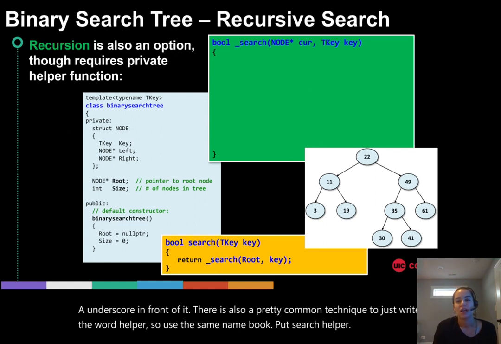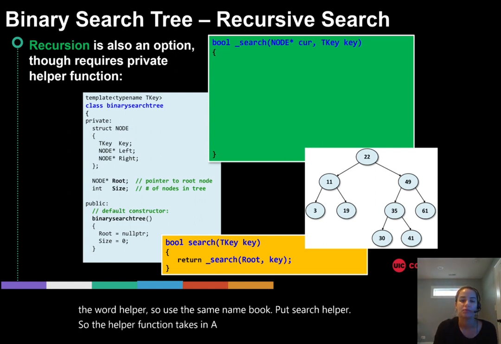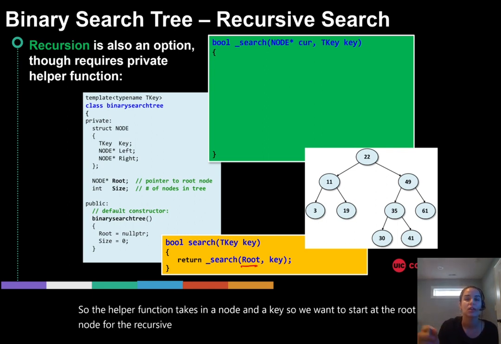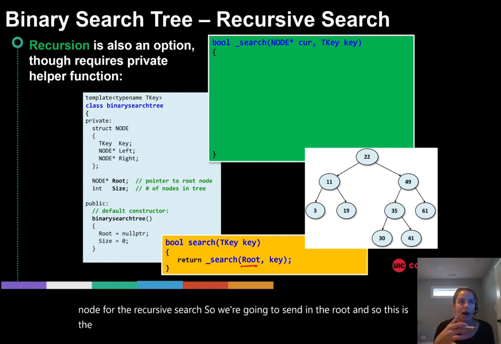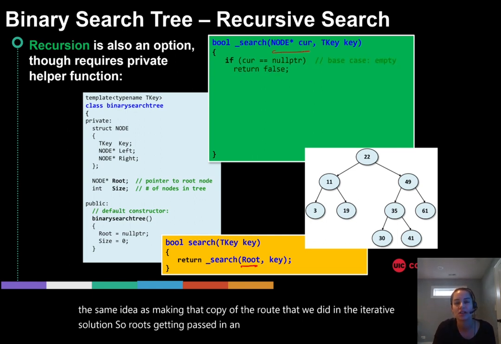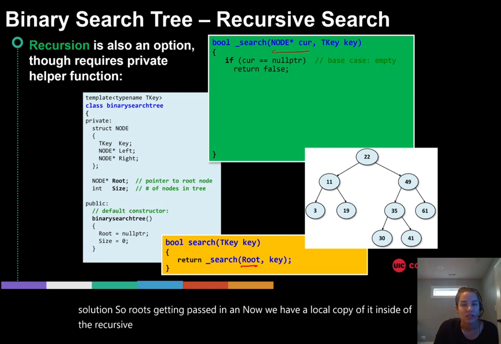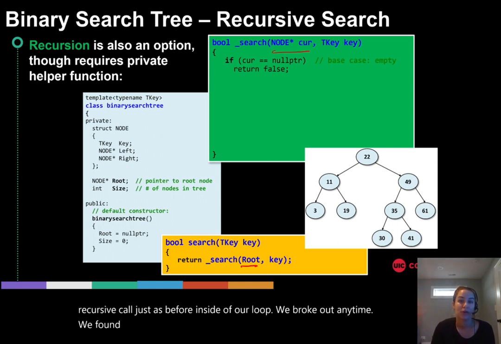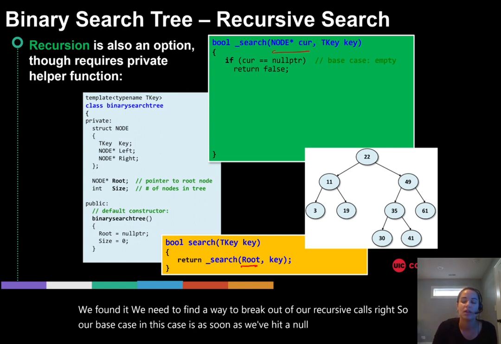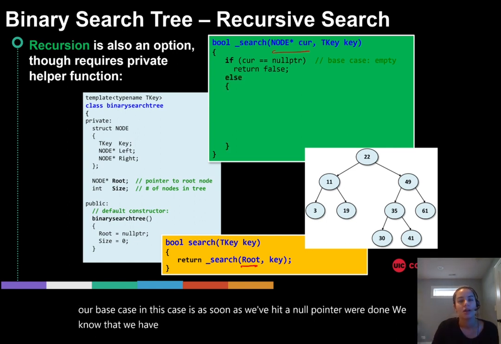So the helper function takes in a node and a key. We want to start at the root node for the recursive search, so we're going to send in the root. This is the same idea as making that copy of the root that we did in the iterative solution. So root's getting passed in, and now we have a local copy of it inside of the recursive call. Just as before, inside of our loop, we broke out anytime we found it. We need to find a way to break out of our recursive calls, right? So our base case is as soon as we've hit a null pointer, we're done. We know that we have not found anything.